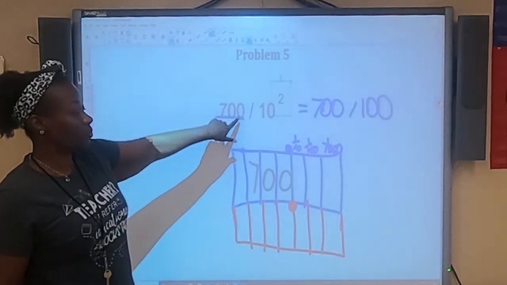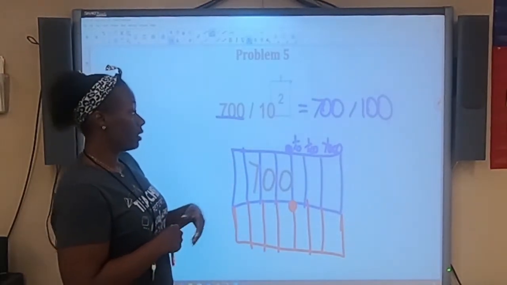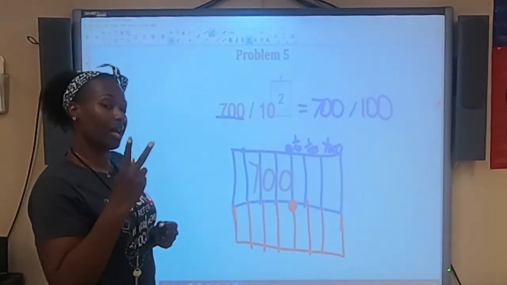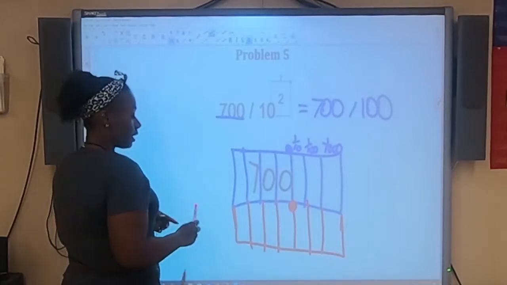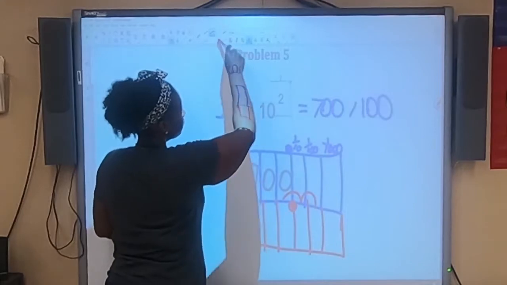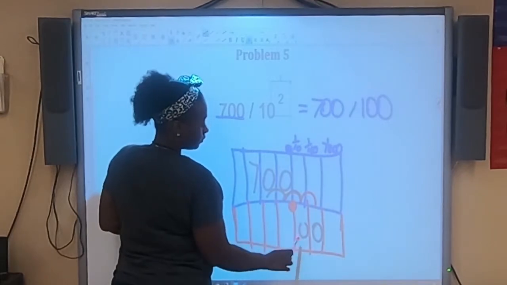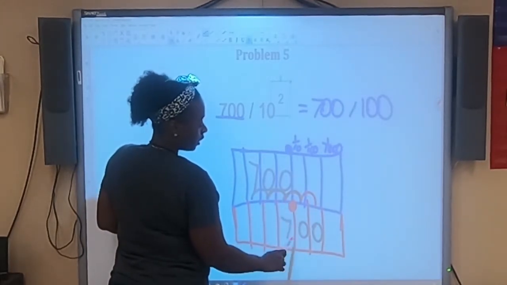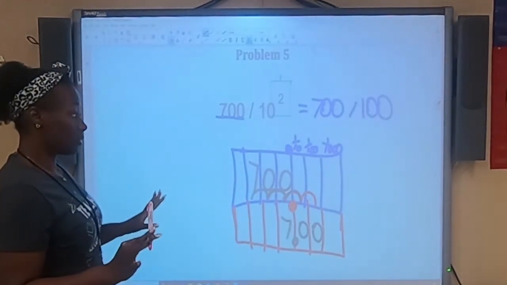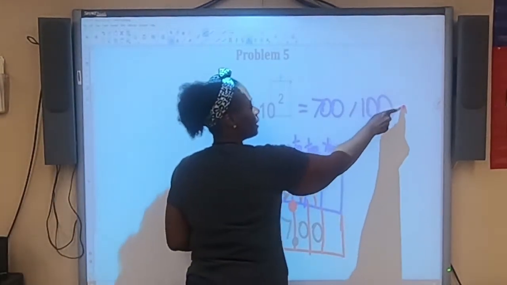We are dividing. Remember in lessons 1 and 2, we learned that division takes us to the right of the place value chart. I have an exponent of 2, which means I have 2 zeros, which means I'm shifting 2 times to the right. So I'm going to take my digits and shift them 2 times to the right. 1, 2. My decimal is inside my number, so I don't have to add any zeros. So I know that 700 divided by 10 to the power of 2 will give me 7.